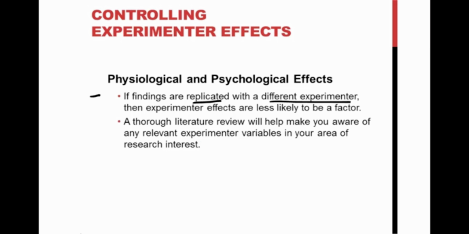One of the easiest ways to know if one of these experimenter expectancies could be problematic for your study is to actually go through the literature. A thorough literature review will reveal any confounding variables related to experimenter expectancies.